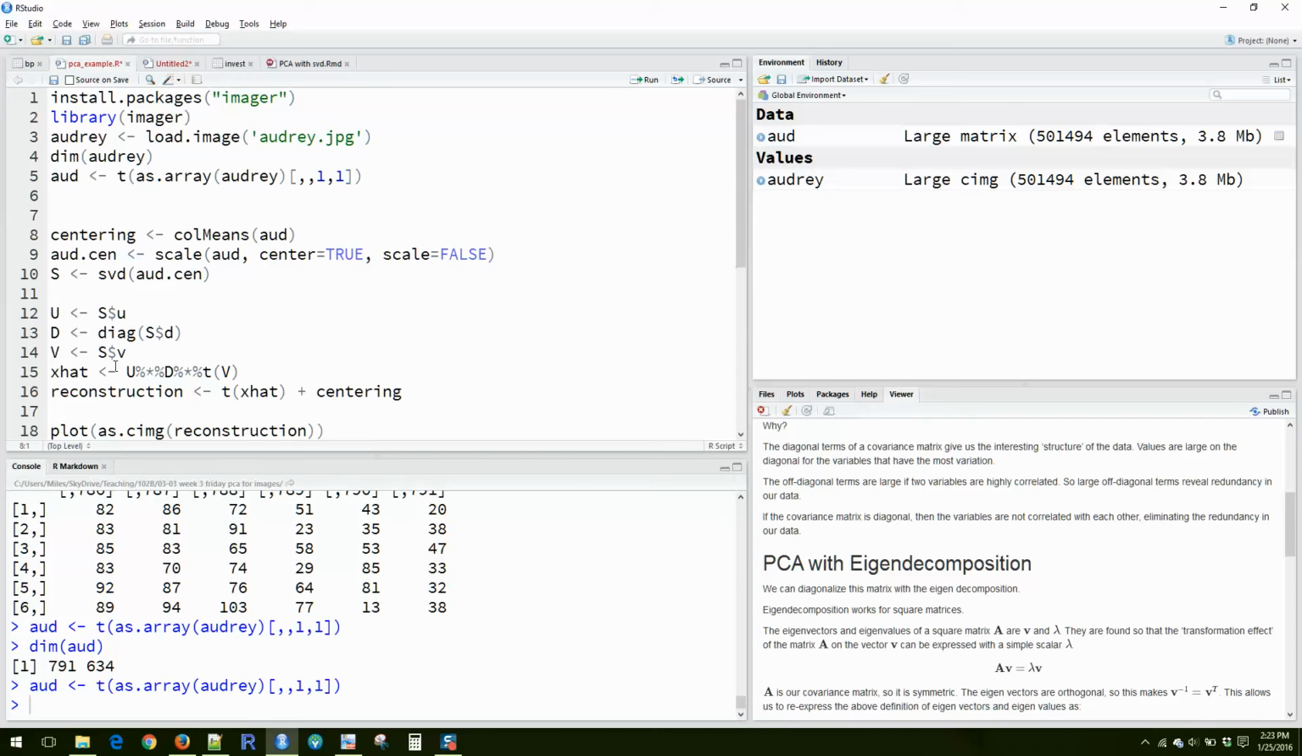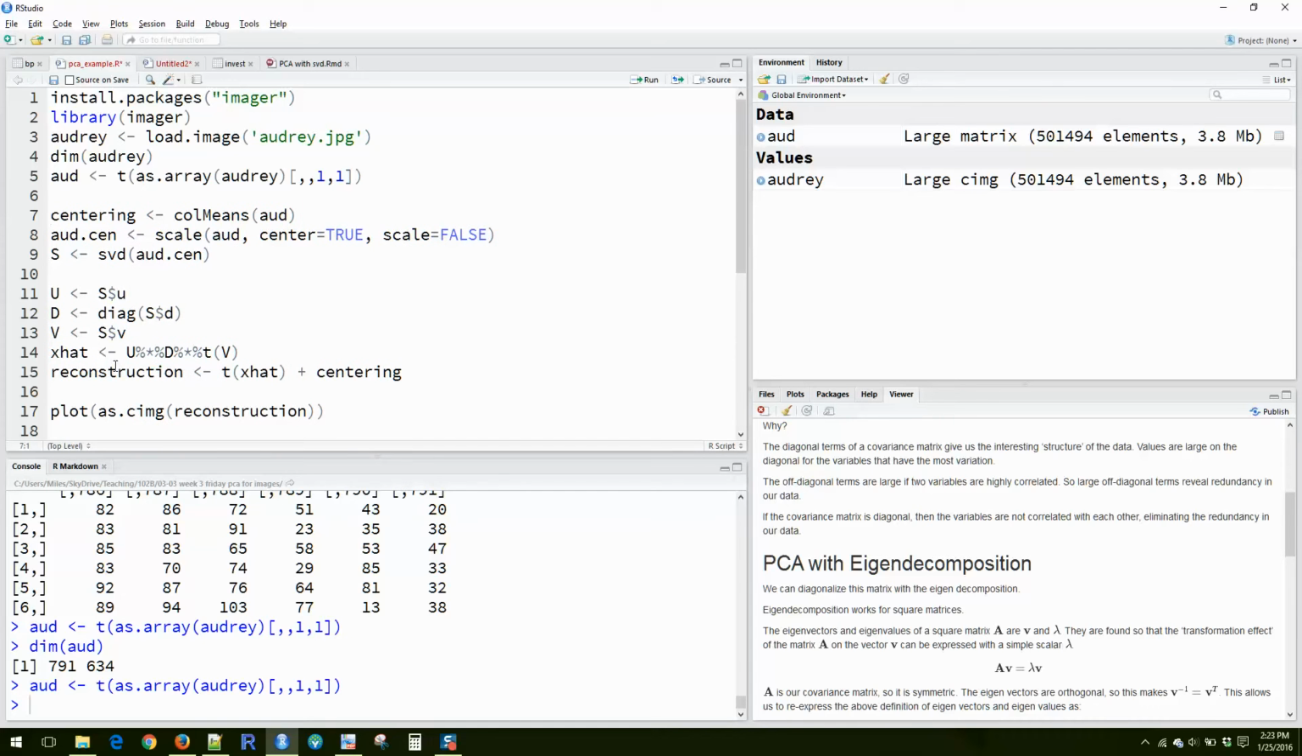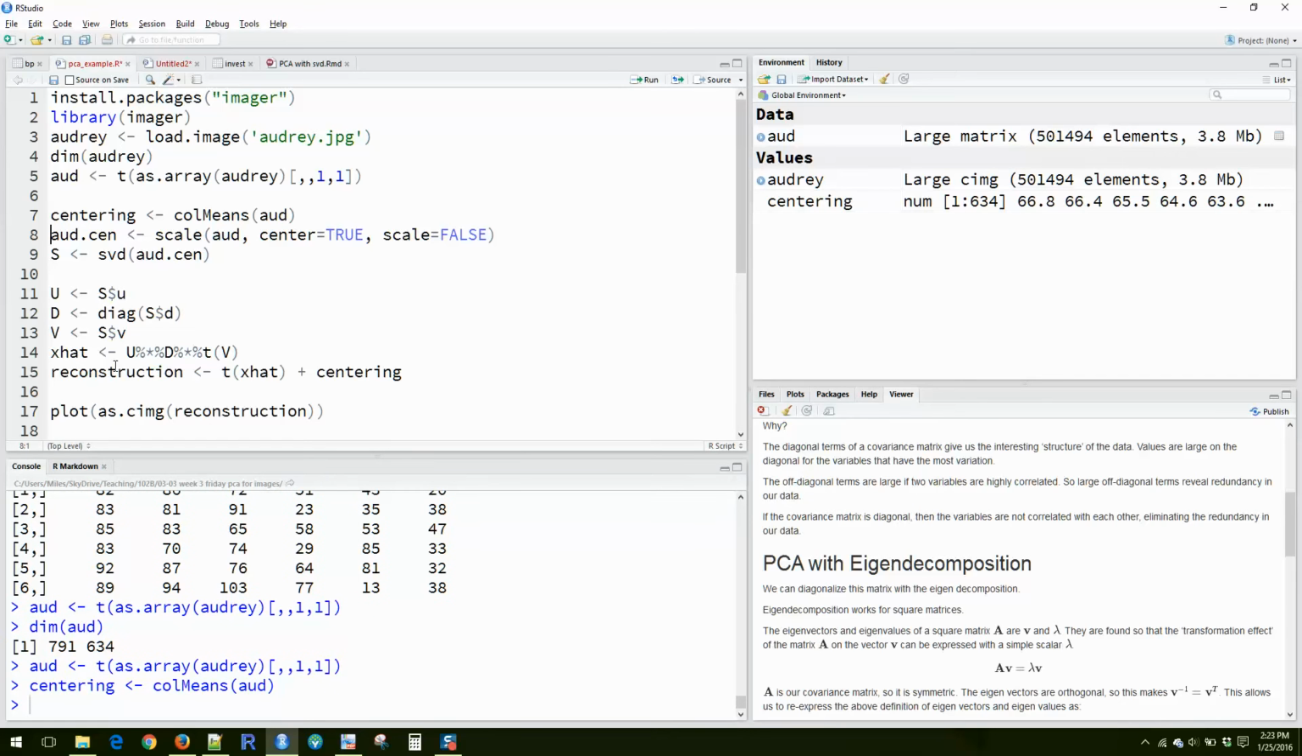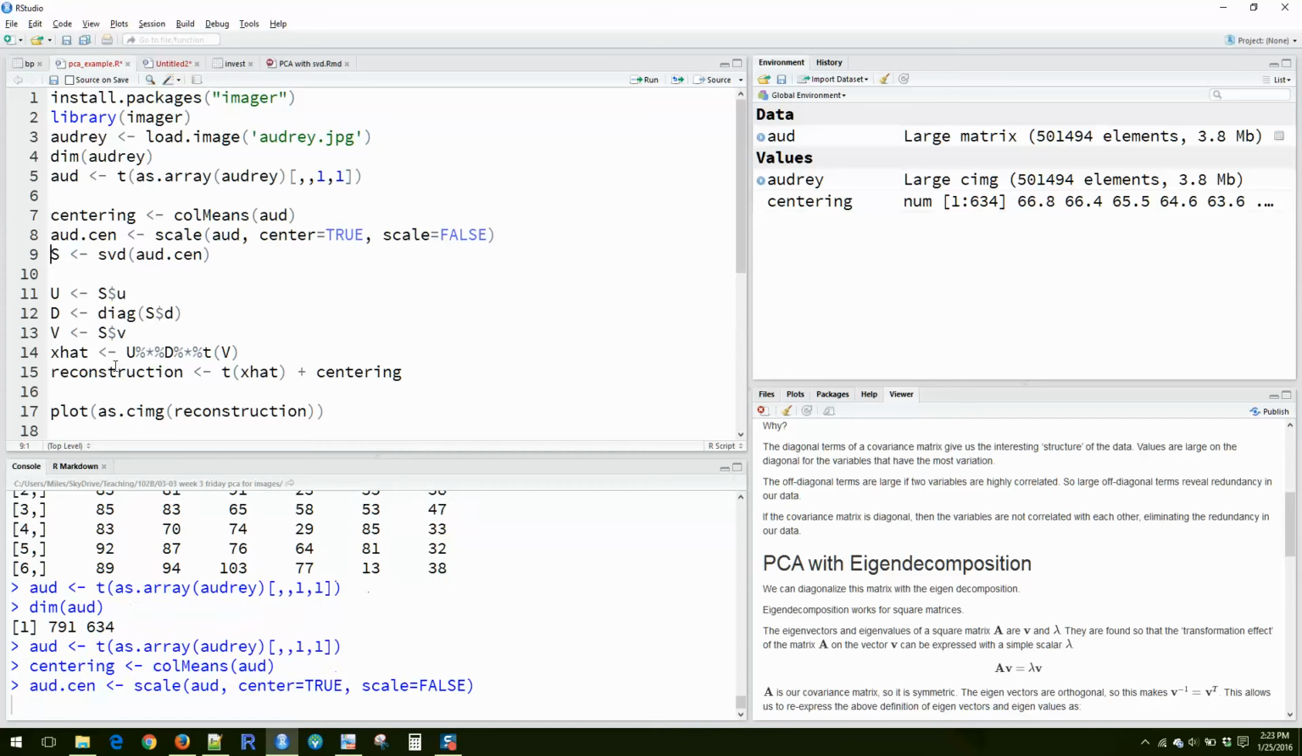All right, we can center it. We can take the column means and store that, and then we can center our Audrey data by using the scale function. Basically this just means subtract the column means from our data, okay?